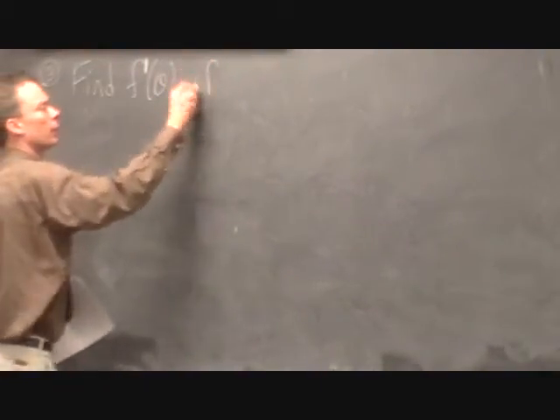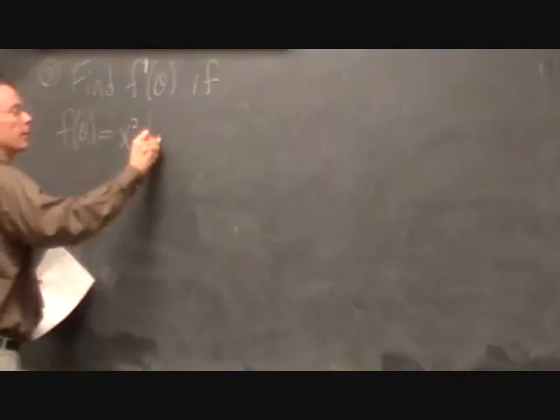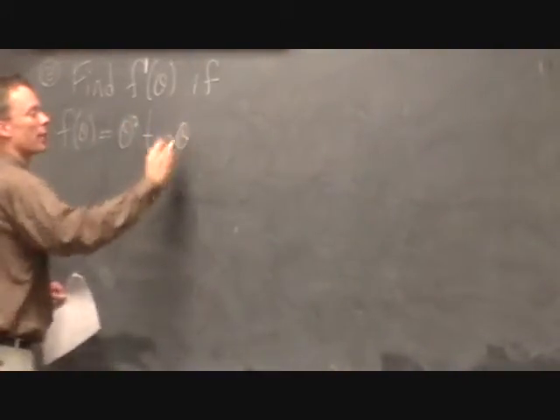Hey, let's do one more. So we got, we're going to do f prime of theta. If f of theta equals x squared, no, not x squared, what am I doing? Theta squared, tangent theta.